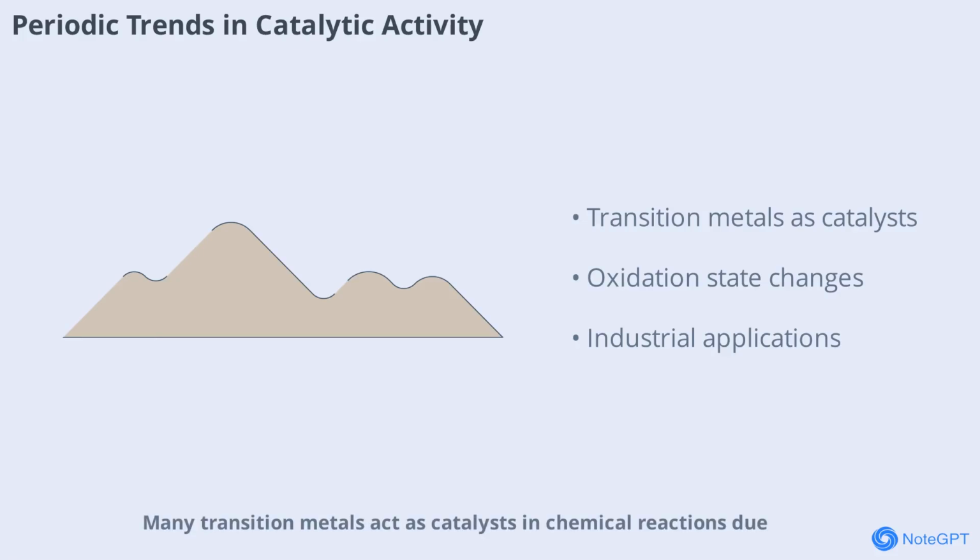Many transition metals act as catalysts in chemical reactions due to their ability to change oxidation states and form complexes. This property is widely used in industrial processes, such as the Haber process for ammonia synthesis. Understanding periodic trends in catalysis helps in designing efficient chemical processes.